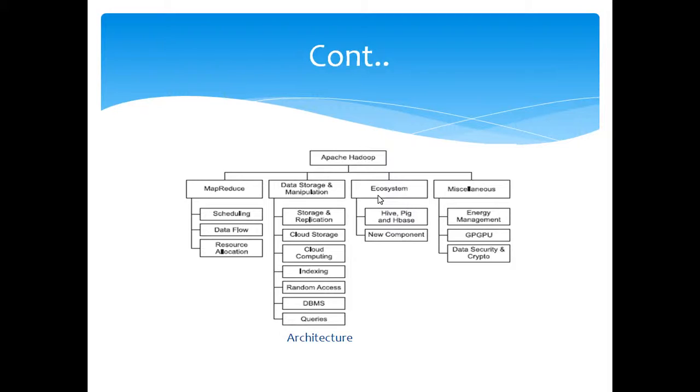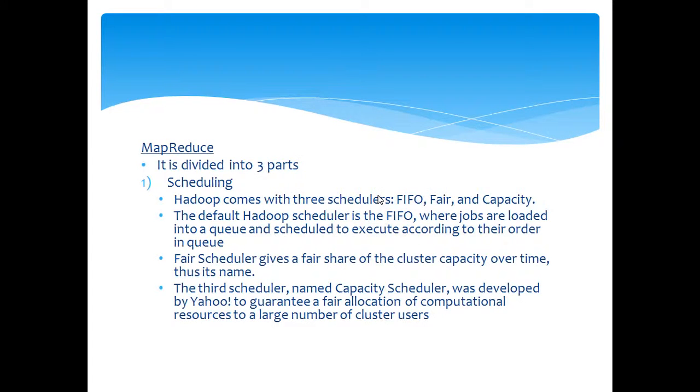MapReduce mainly contains how the data scheduling works, how the data is processed, how the data flows, and how the data is stored. And data storage and manipulation will have all the details of databases, queries, all the ecosystem. And the miscellaneous category depends upon energy management, data security, all these kinds.